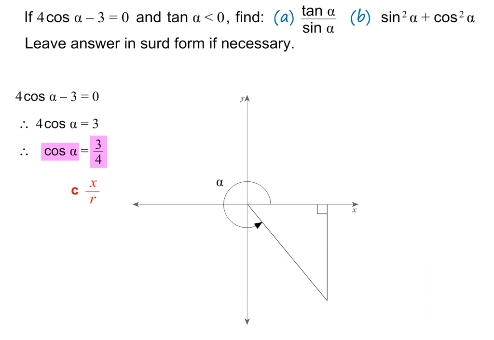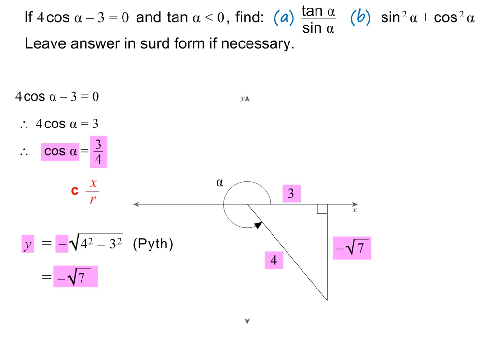Next, we use the fact that cos is the ratio x over r. This means that r is 4 on our sketch, and x is 3. To find y, we again need to use Pythagoras. And because we are working in the fourth quadrant, y will be negative. The value of y is therefore minus the square root of 7.